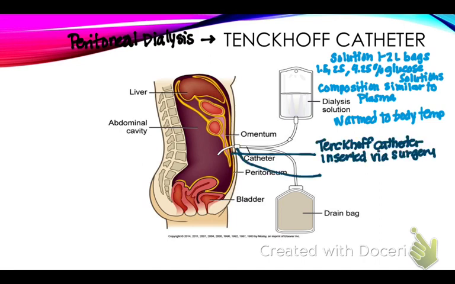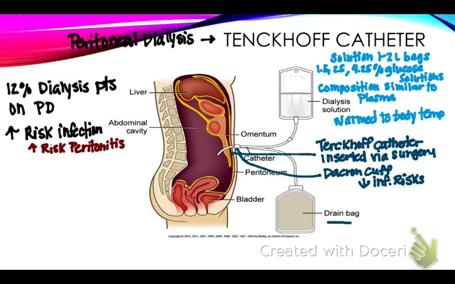That's your Tenckhoff catheter. It's inserted via surgery, and there's usually a Dacron cuff, which, if you remember from studying central lines, the Dacron cuff kind of helps hold it in place, and it decreases infection risk as well. Usually there's an antimicrobial inserted into that Dacron cuff. Patients on dialysis have an increased risk of infection, an increased risk of peritonitis.